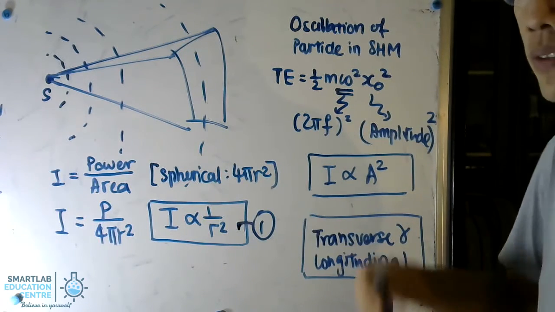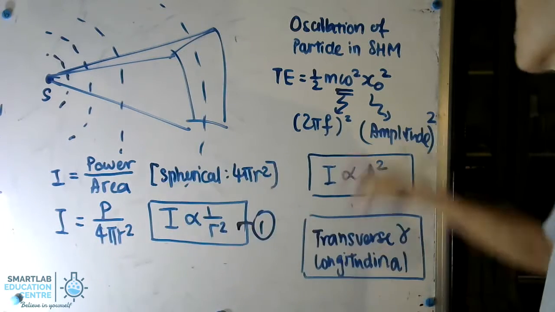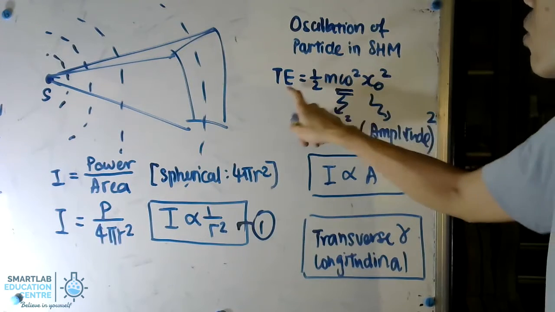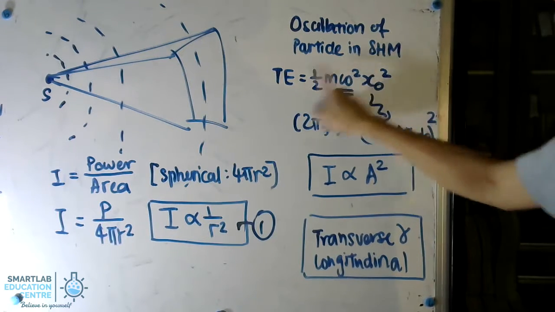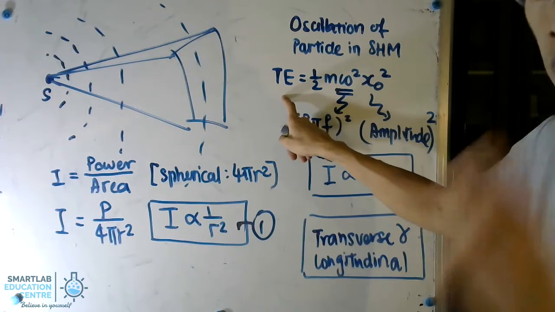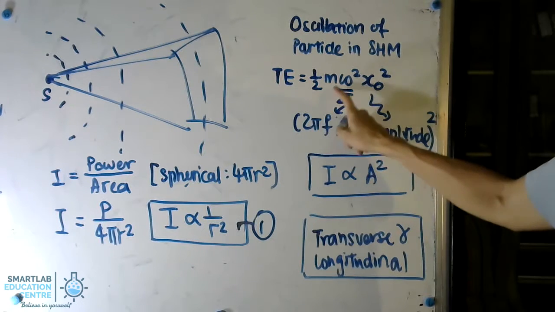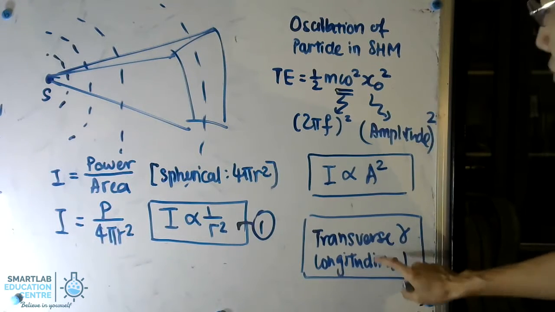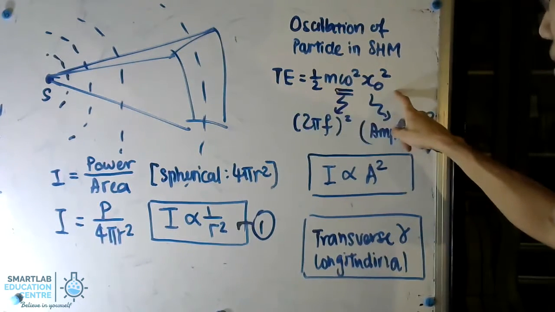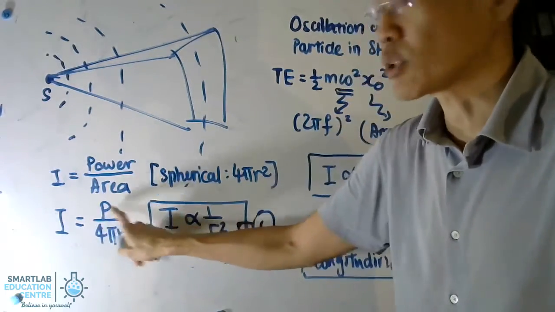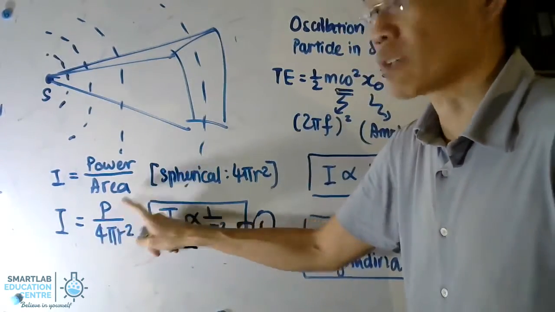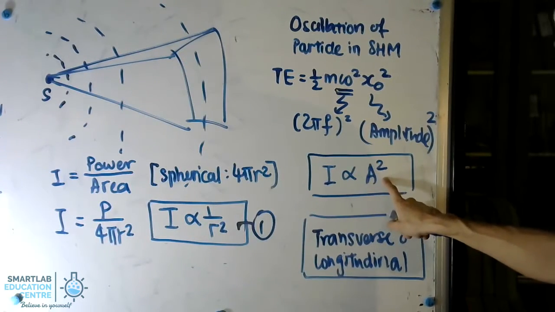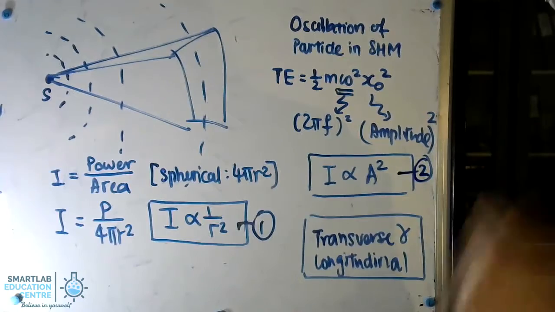Before we do that, we know that when the wave propagates through, the particles actually oscillate in simple harmonic motion. So in simple harmonic motion, let us recap the total energy stored in each of these particles, which is half m omega squared x naught squared. X naught squared is the amplitude of the transverse wave or the longitudinal wave. So therefore, intensity, which is directly proportional to power, which is directly proportional to energy, is therefore directly proportional to amplitude squared. That's actually the second formula that we'll be using.